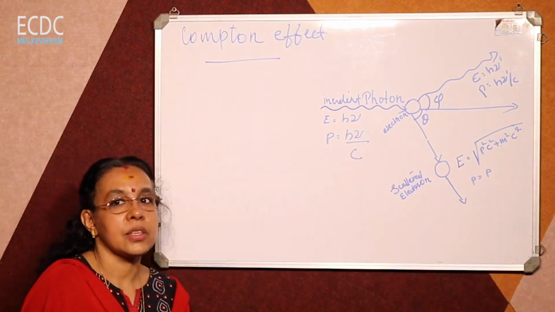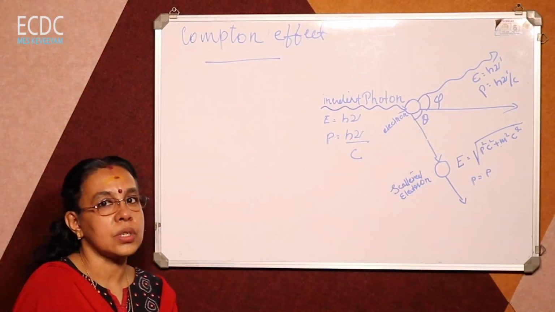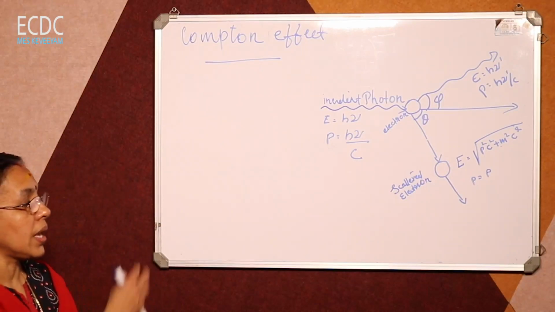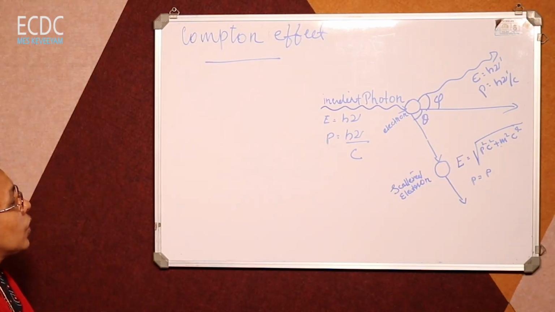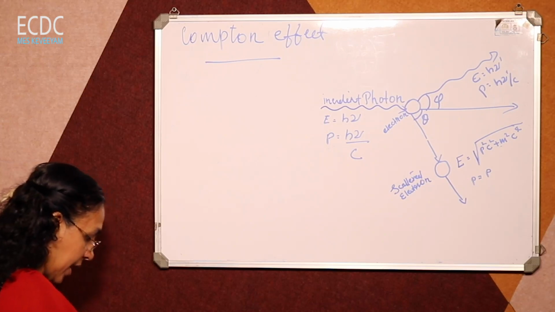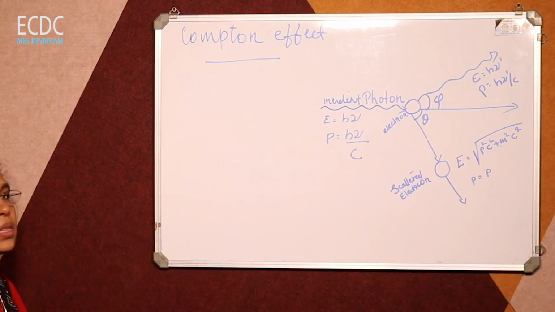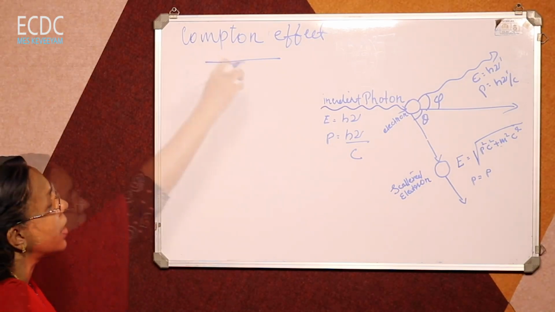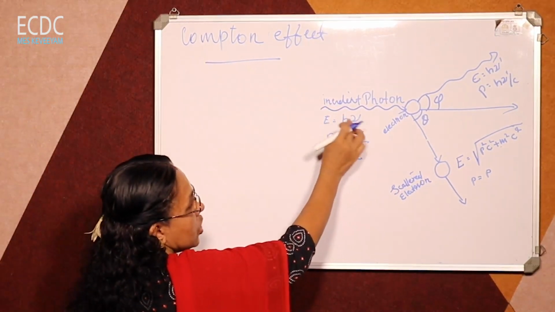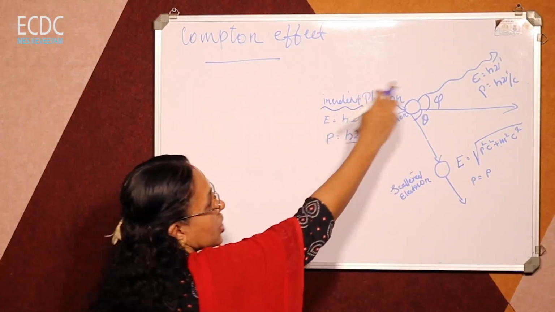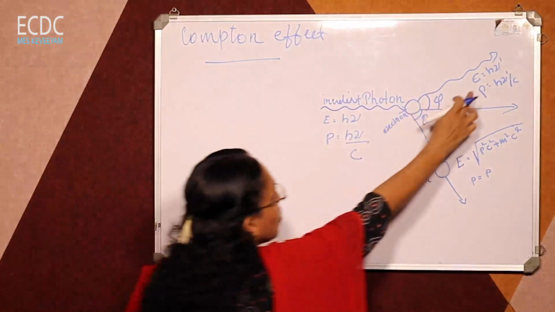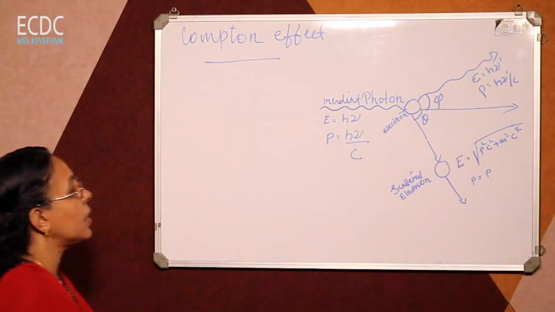So we can next go to the derivation of the Compton wavelength. For that we can write the expression for the kinetic energy during this interaction between the incident photon and the electron. So h nu is the energy before collision, or before interaction, and h nu prime is the energy after interaction.